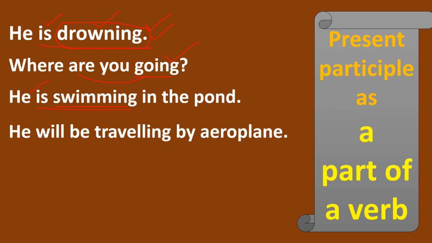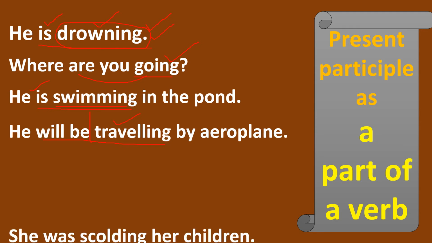He will be traveling by aeroplane. Here he will be traveling. Will be traveling is the verb. Will be is the auxiliary form. Traveling is main verb. The traveling is the present participle here which acts as the verb.